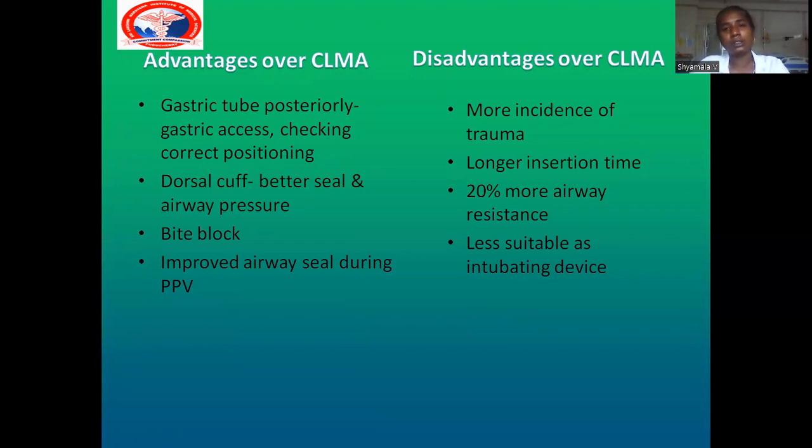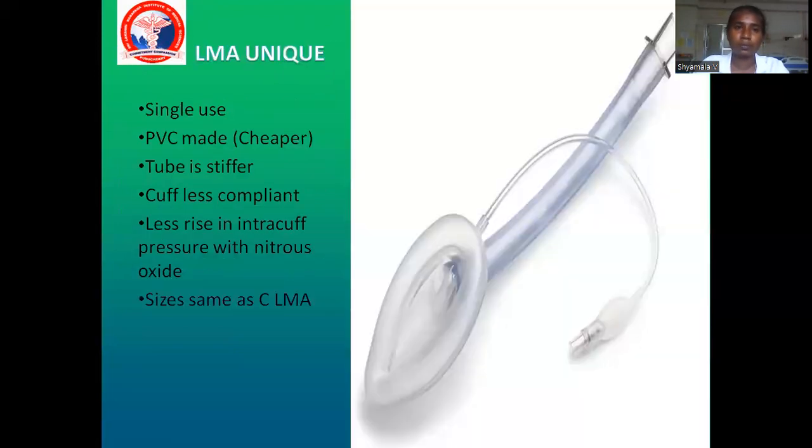And the disadvantages over the classic LMA: more incidence of trauma and longer insertion time. It needs some time because it has two tubes. There is 20% more airway resistance, as you can note, and it is less suitable as an intubating device, because we can't do blind intubation or pass a fiber optic scope. We can't put it because it has a reinforced tube inside.